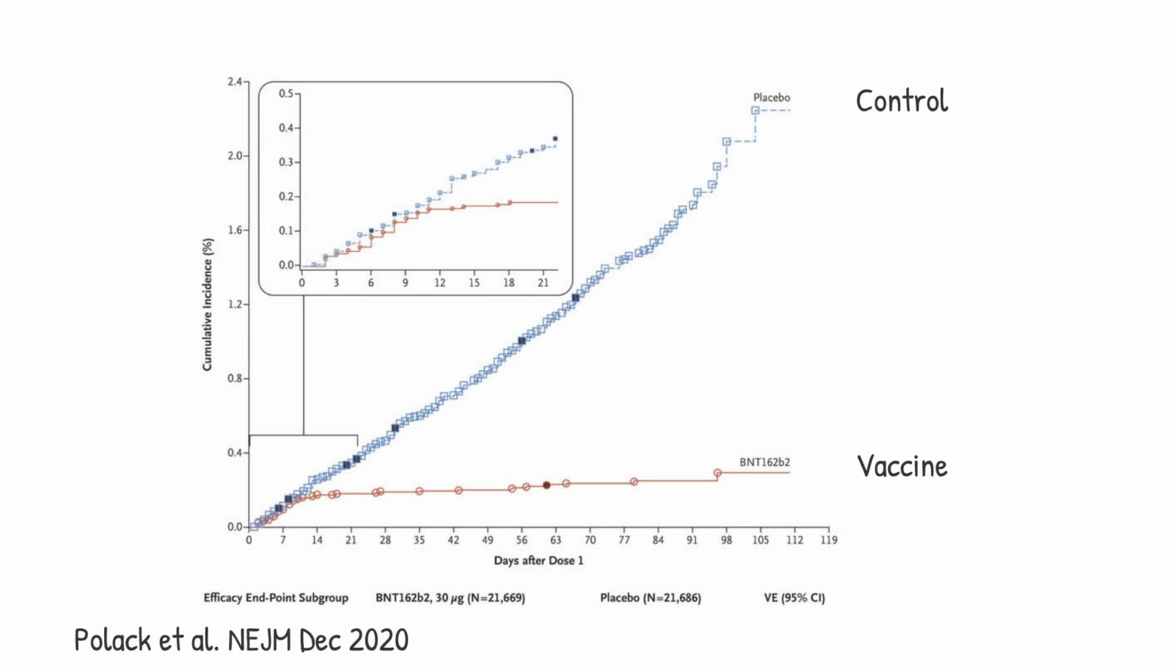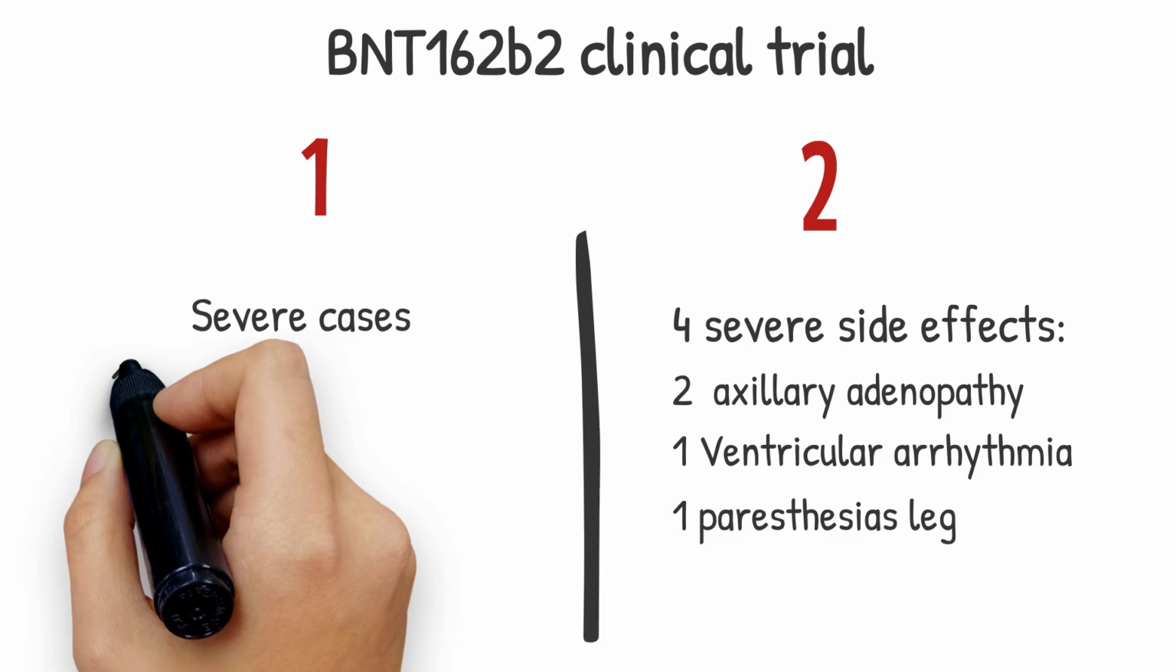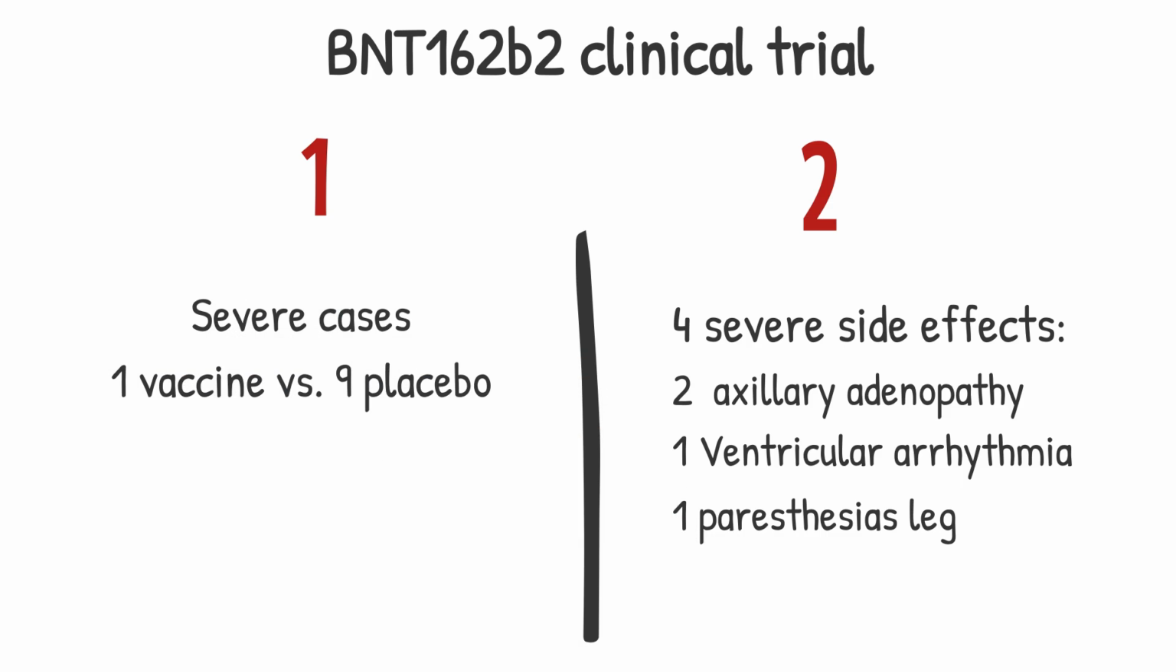Here are the curves comparing the placebo upper line to the vaccinated. The vertical axis is the number of cases as a percentage infected, and the horizontal line, time in days. Within 10 days of receiving the first dose of the vaccine, you can see that the number of cases flattened in the vaccine group, while cases continued to accumulate in the placebo group. When it came to severe cases, there was 1 in the vaccine group, versus 9 in the placebo group.